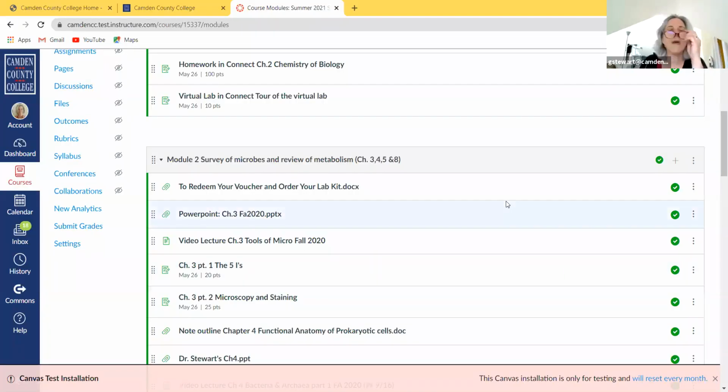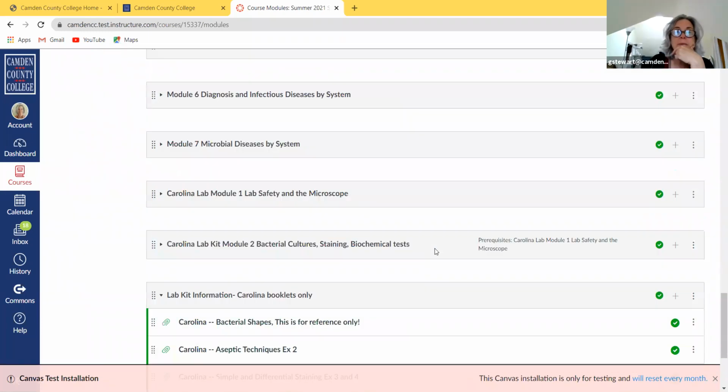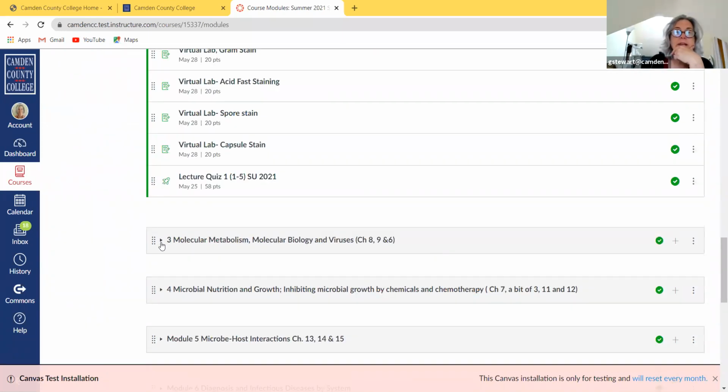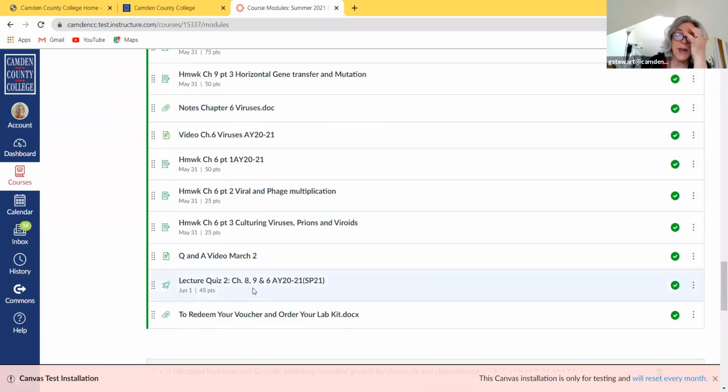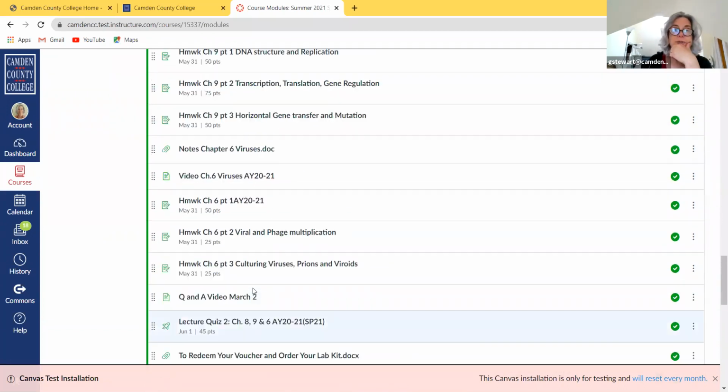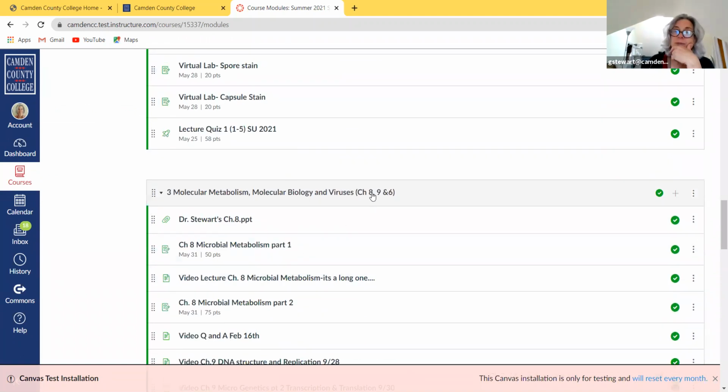Our next lecture module is a tiny bit shorter. Let me go back to sharing screens with you again. You'll notice that our next module, module 3, is only 3 chapters. And there is a lecture quiz at the bottom of it next Tuesday, June 1st. This contains chapter 8, which is metabolism. Again, this should be review for you from Chem 102 and Bio 111.